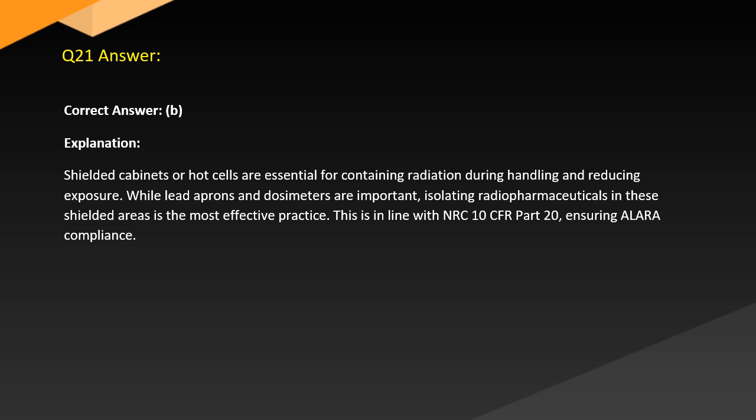Answer. Correct answer, B. Explanation. Shielded cabinets or hot cells are essential for containing radiation during handling and reducing exposure, while lead aprons and dosimeters are important. Isolating radiopharmaceuticals in these shielded areas is the most effective practice. This is in line with NRC 10 CFR Part 20, ensuring ALARA compliance.